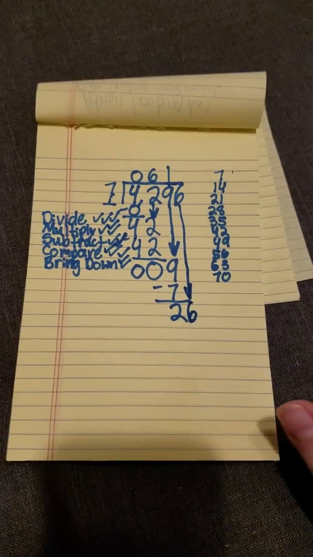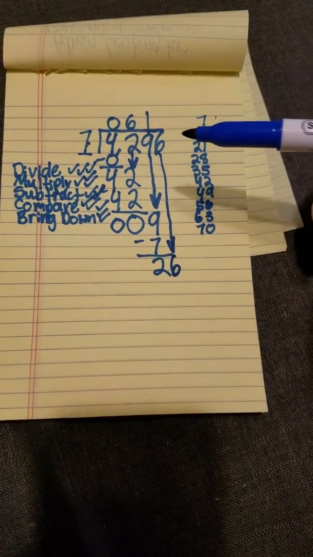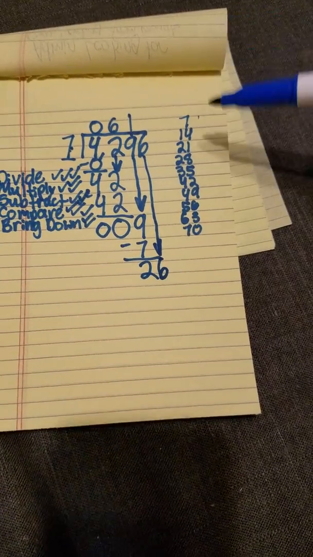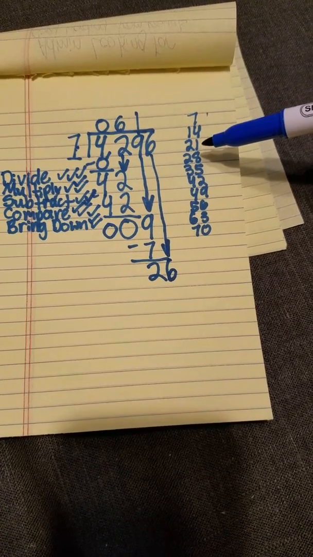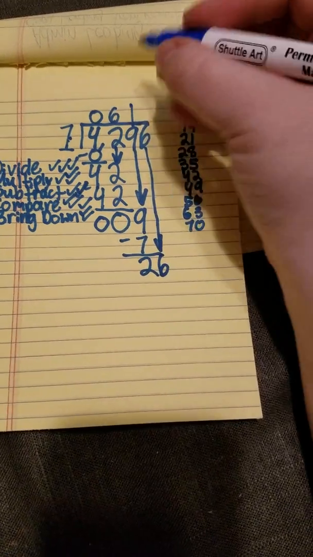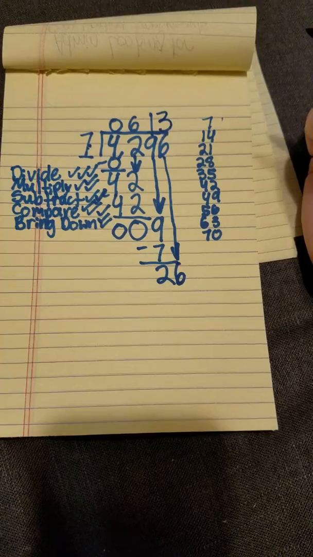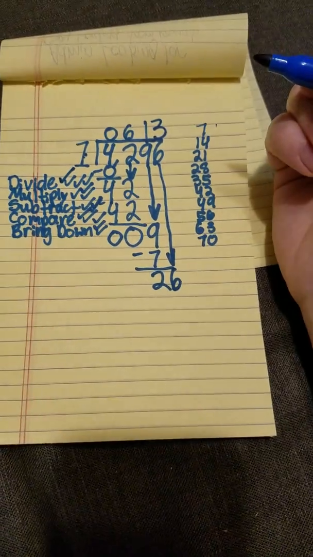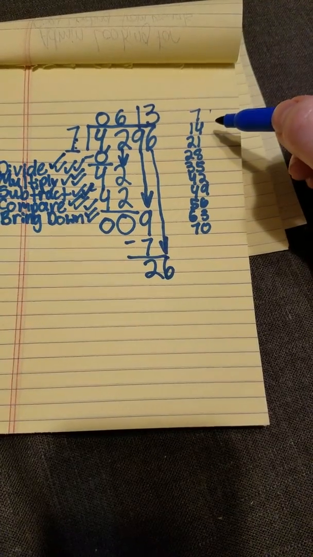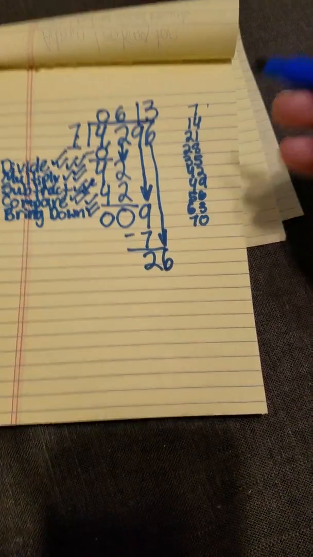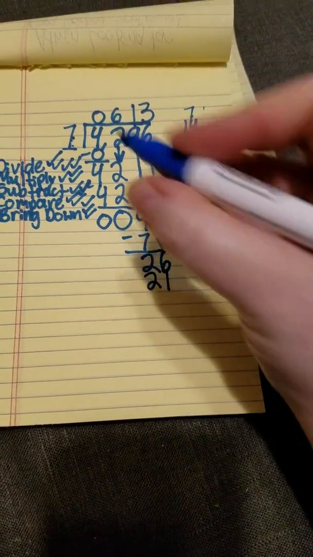Then I ask myself again, how many times can 7 go into 26 without going over? And I'm going to look at my 7 multiples. 1, 2, 3. I can't do 4, so I'm going to write a 3. My division's done. Now I multiply 7 times 3, and I'm going to double check my 7 chart if I need to. 1, 2, 3, and I get 21.